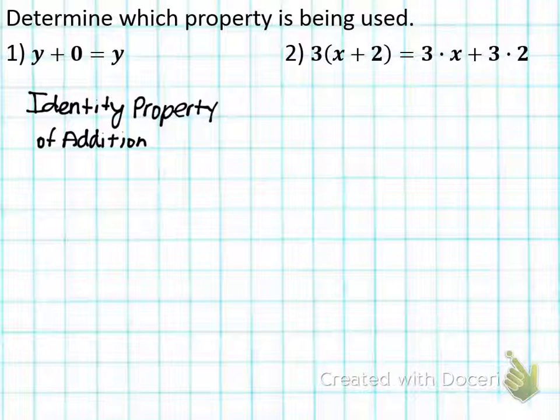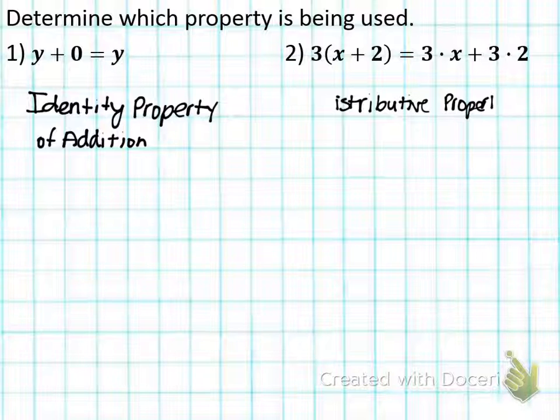Okay, number 2. We got 3 times (x plus 2) is equal to 3 times x plus 3 times 2, right? Let's say I had 3 potatoes to give to each of these inside students, an x and a 2. Well, I'm going to multiply 3 on each of these, right? So what am I doing? I am distributing, right? Distributive property is what this second one is, okay? Oh, where did the D go? Let me write that back in. Distributive property.